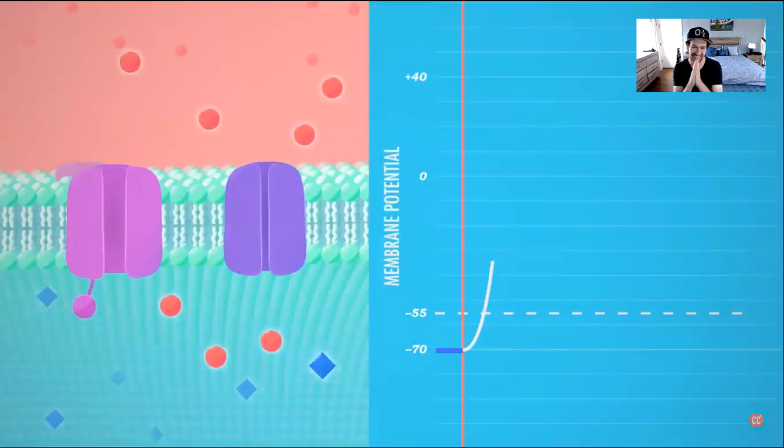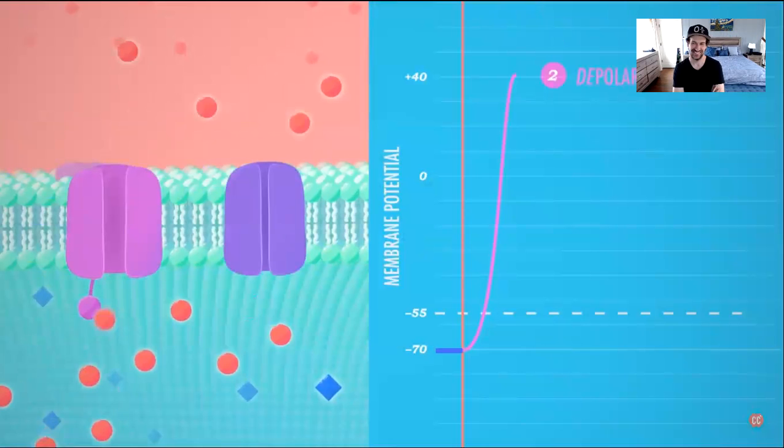At that threshold, the voltage-gated sodium channels open, and there are tons of these. So all of the positive sodium ions rush in, making the cell massively depolarized. So much so that it actually goes positive, up to about positive 40 millivolts. This is action potential in action. It's really just a temporary reversal of a membrane potential, a brief depolarization caused by changes in currents.